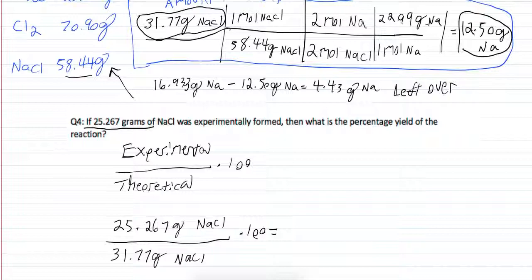And there are plenty of reasons why this could be different. Maybe your reaction didn't go through to completion. Maybe you weighed stuff out wrong. Maybe you spilled something in the lab. Stuff happens. Either way, we're going to figure out our percent yield. So we have 25.267 divided by 31.77 times 100. And that gives you 79.53% yield. And this does not have units because your grams of NaCl cancel.